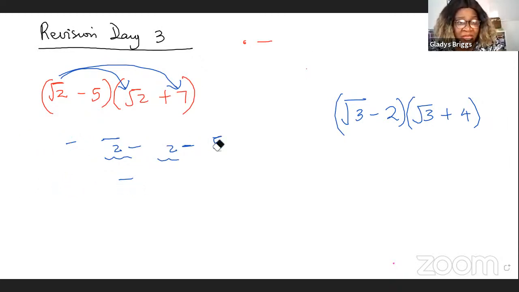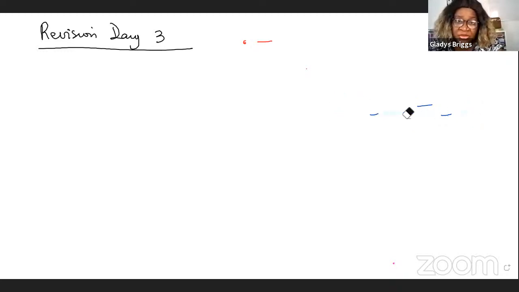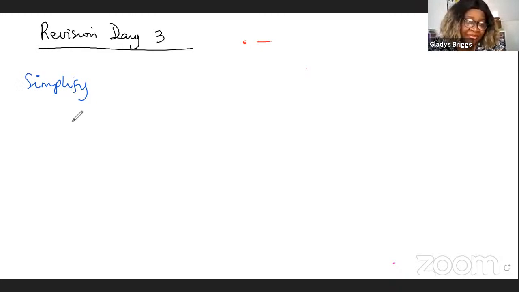The other thing that you may need to know how to do for this is rationalizing the denominator, okay? And your question might look something like this. Simplify. Well done, Reem. Same thing as the boys, so well done. So your question might say, simplify 5 over 4 plus root 2.